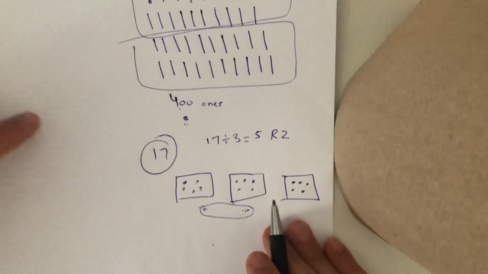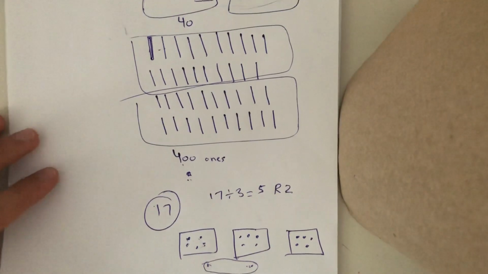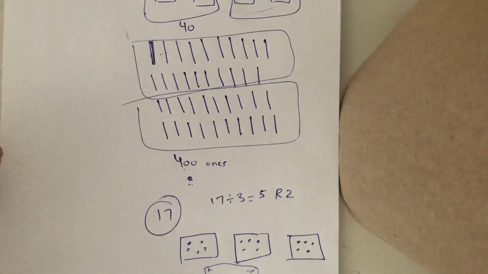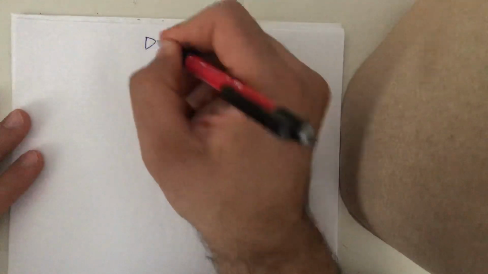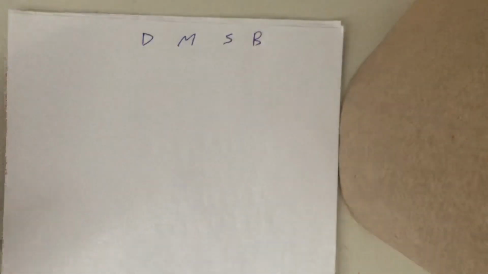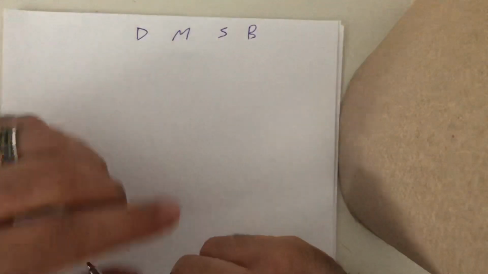So now I'll be giving bigger numbers and showing you how to divide bigger numbers and what to do with the remainders that we have. Okay, so we're going to use the long division strategy that we practiced before. And before we start with anything, let me remind you of the DMSB, Dead Monkeys Smell Bad.